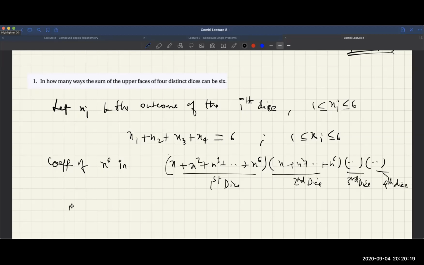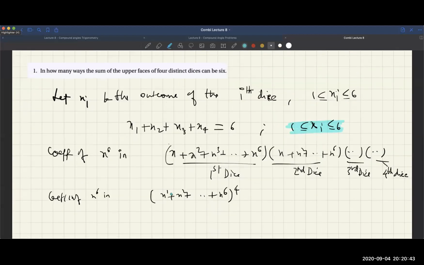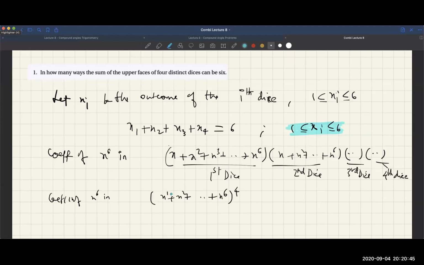So this will become the coefficient of x raised to 6 in x plus x square and so on till x raised to 6, the whole raised to 4. And you can understand why it is starting from x and why it is ending at x raised to 6. That is purely because the outcome should lie between 1 and 6. Okay, so powers are basically the outcomes. Am I clear? And all these powers adding up to 6 is as good as the powers of x getting multiplied. I hope this is very clear.